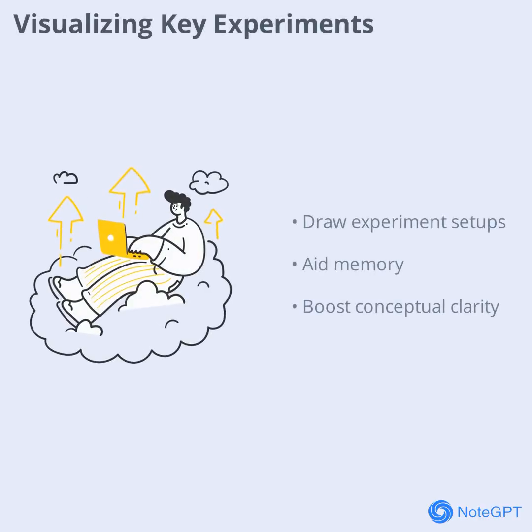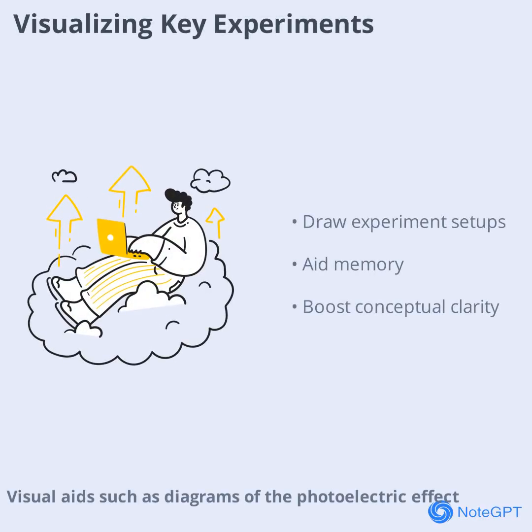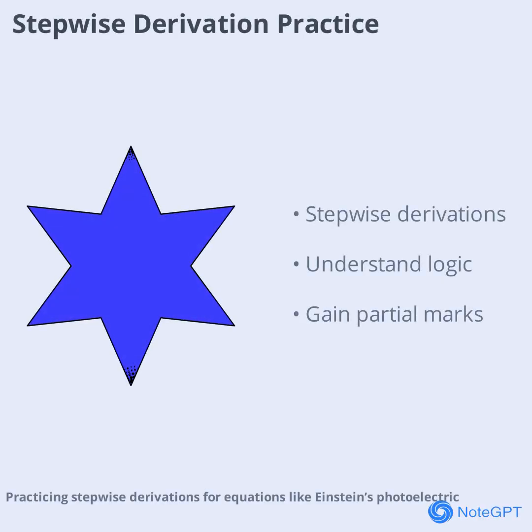Visual aids such as diagrams of the photoelectric effect setup and the Davisson-Germer experiment can greatly enhance your understanding. Drawing these setups helps you remember the components and the flow of the experiment, which is useful for both conceptual clarity and exam answers.